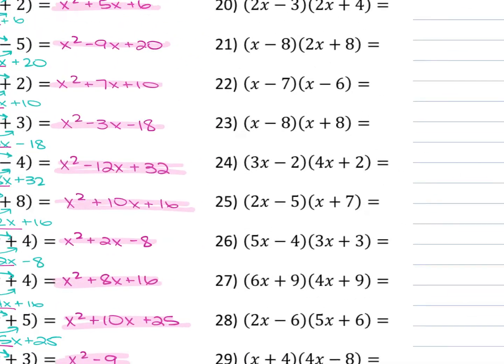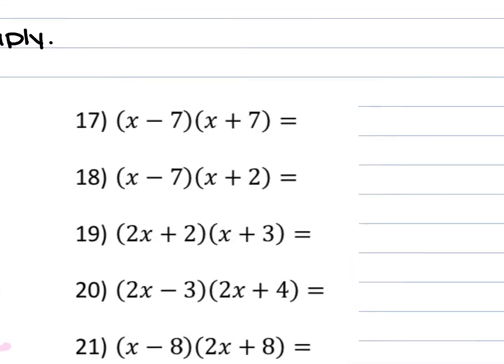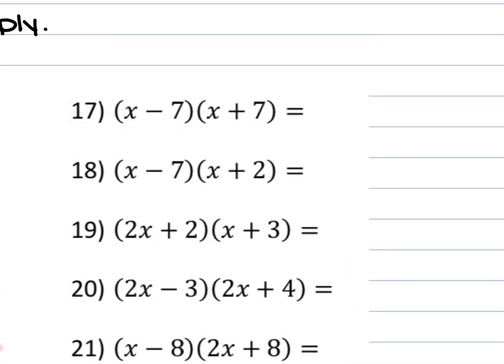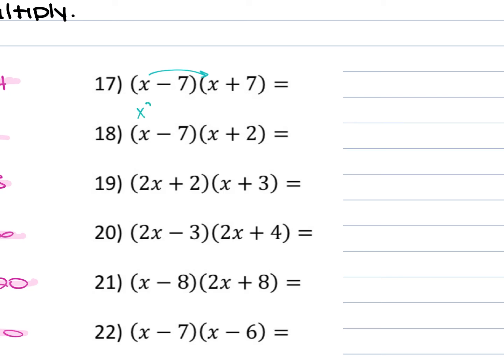If we scroll up to number 17, we have x minus 7 times x plus 7. So x times x is x squared. Then x times 7 is 7x. The negative 7 times x is negative 7x. And negative 7 times 7 is negative 49. Your like terms, once again, are opposites, so they cancel out, and you're left with x squared minus 49.